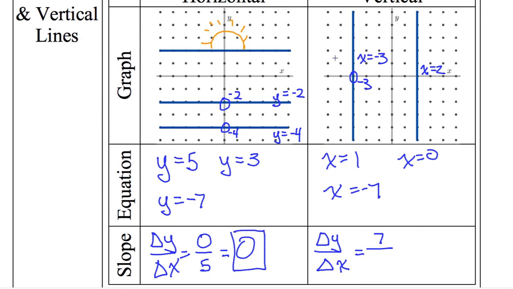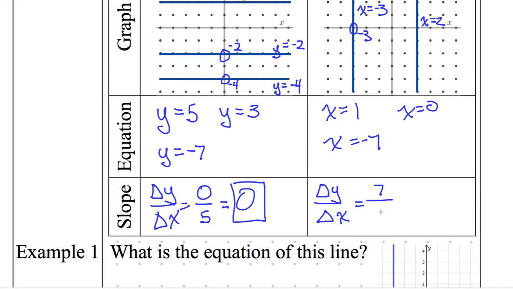And then how far left and right do we move? We don't move left and right. We have no movement in the x direction. And if you write this down, it's actually a math swear word. We can't divide by 0. That's bad. This is undefined. And if you are in calculus class, we would talk about how the slope might be considered infinity. But for now, let's just consider this undefined.